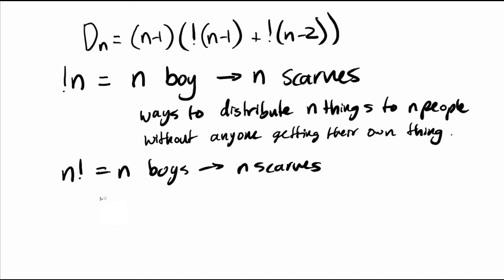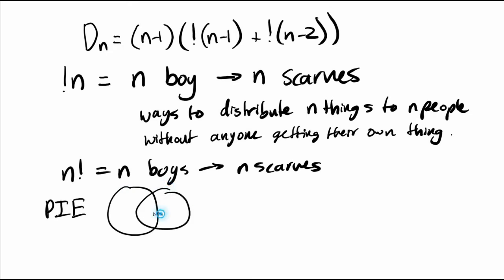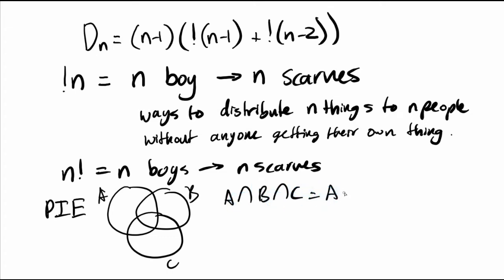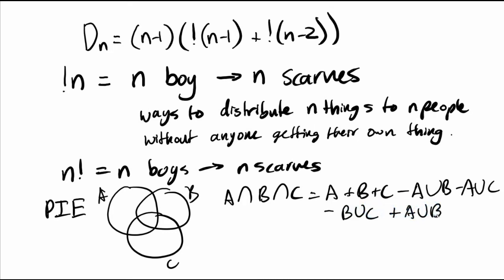So let's think about this. We're going to use the principle of inclusion-exclusion, otherwise known as PIE, to come up with a formula for derangements. If you don't know what the principle of inclusion-exclusion is, I suggest you go watch our video on that. Essentially, it's like this: if you have intersecting sets A, B, C, then the union of A, B, C is equal to A plus B plus C, minus A intersect B, minus A intersect C, minus B intersect C, plus A intersect B intersect C.